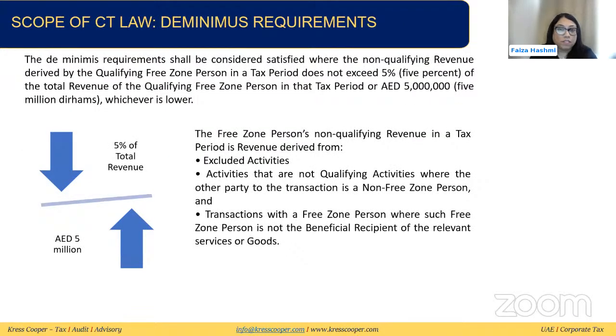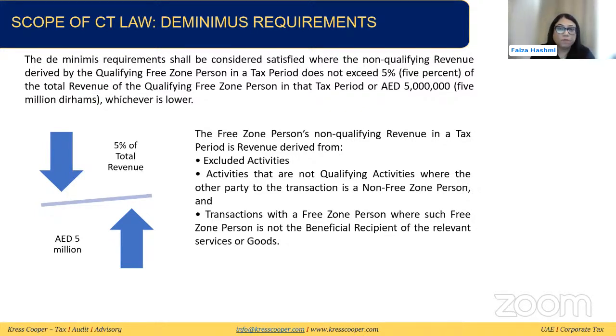Another requirement is the de minimis requirement, so we should not be breaching it. What happens is, in the law, they have allowed that you can earn a certain level of income which is not qualifying income. So rather than being strict and saying that if you earn any income which is not part of qualifying income, you will not be meeting the condition, they have allowed a small portion: if you are not exceeding that threshold, then it is fine, and that non-qualifying income will also be considered as qualifying income.